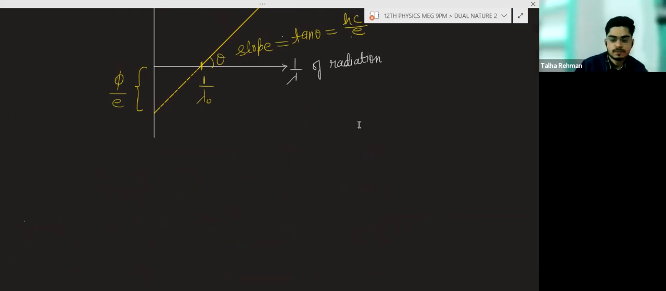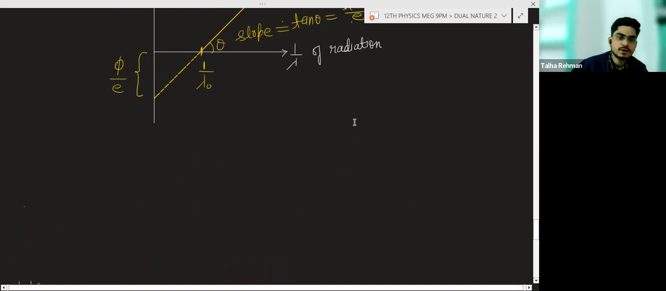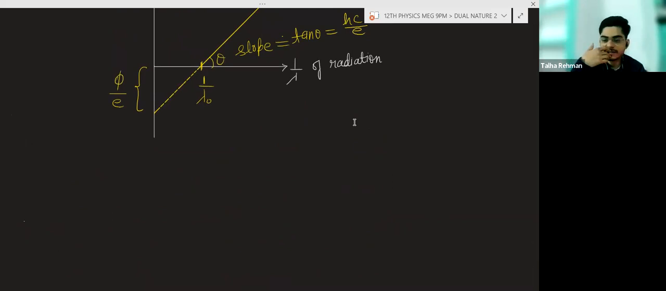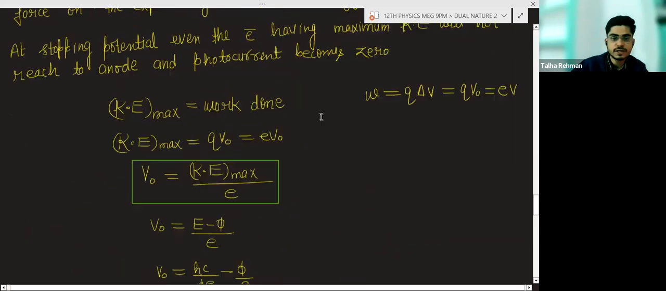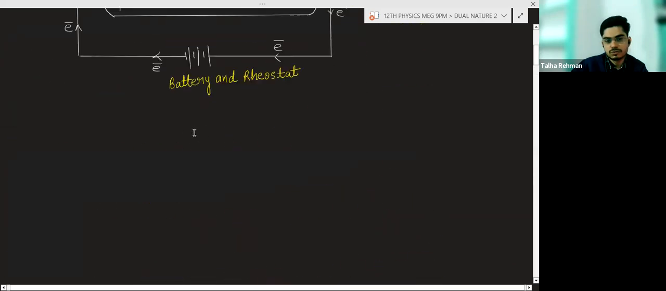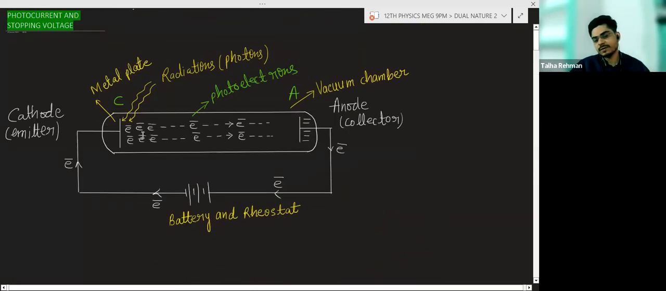What will happen after this? What will happen when we increase the intensity of incident radiation? If we increase the intensity of incident radiation, the number of photons will increase. If the number of photons increases, more charge will flow from cathode to anode, which means photocurrent will increase.